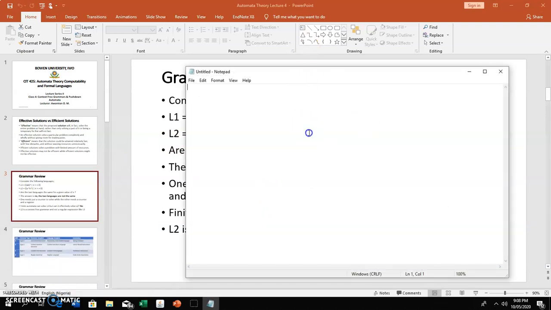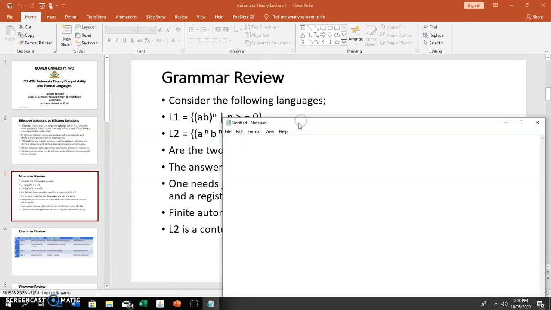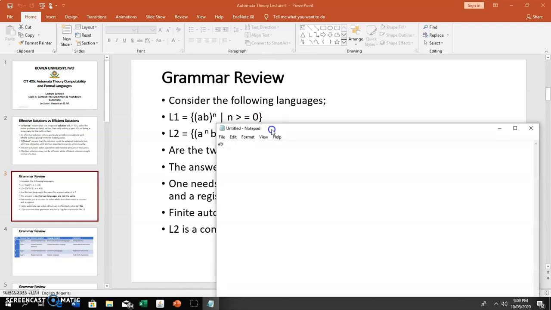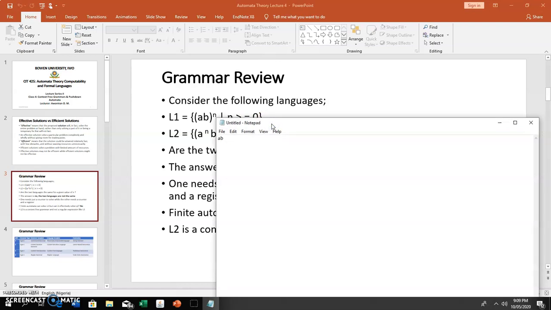Now, here's my notepad. Let's do the first one. (AB) raised to power n. So for (AB) raised to power n, we can have strings like AB. No, okay. Since it said lambda is part of it, that's not the first string, because it said n equals 0. So the first thing is supposed to be lambda. Well, let me use E for lambda for now. So we can have AB, ABAB, ABABAB, like that, ABABABAB.